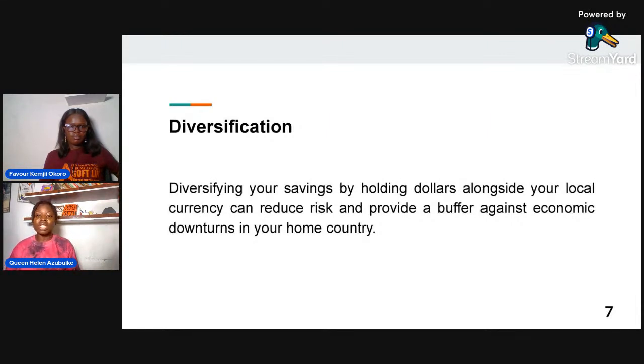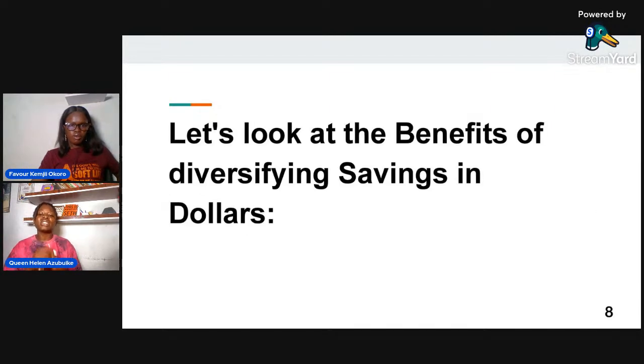So putting your savings in dollars can help you diversify your spending and help you support even your home, your family. If every time you want to go to the market to buy something in naira, you have to convert to dollars, you see that you're doing yourself more good than harm. Okay, so these are a couple of ways that you can use the dollars. Now let's look at the benefits of diversified savings in dollars.